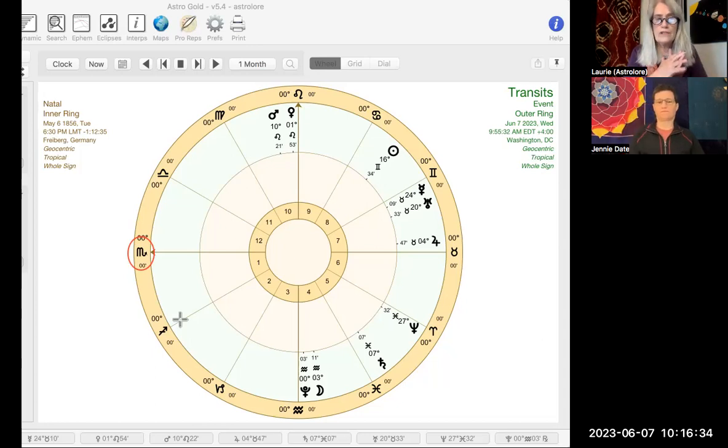What about the second house, Jennie? Second house is your finances, your self-worth, your values in a nutshell. Yep. Third house would be your communication styles, your day-to-day ramblings through your life. You go to the grocery store, just the day-to-day activities of life. It also covers communications, siblings, neighbors, that kind of thing.